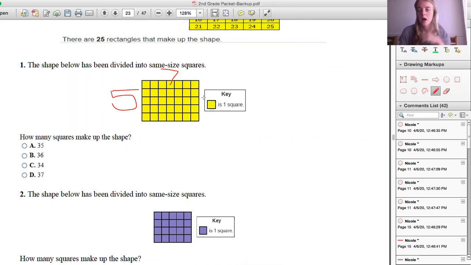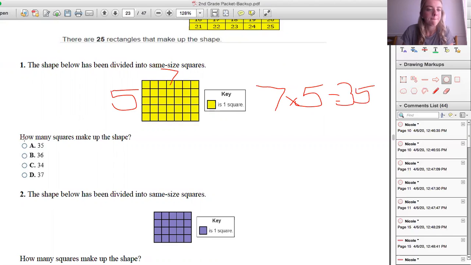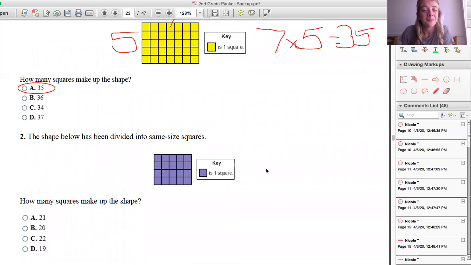I know the name of this topic is area by counting, but I really don't want you to just count 1, 2, 3, 4, 5, 6, 7, because we're in second grade now, and this is almost the end of the year. So you know by now that area, you multiply each side. So 7 times 5, 5, 10, 15, 20, 25, 30, 35. Your answer should have been 35. See how much faster that was than counting each square?